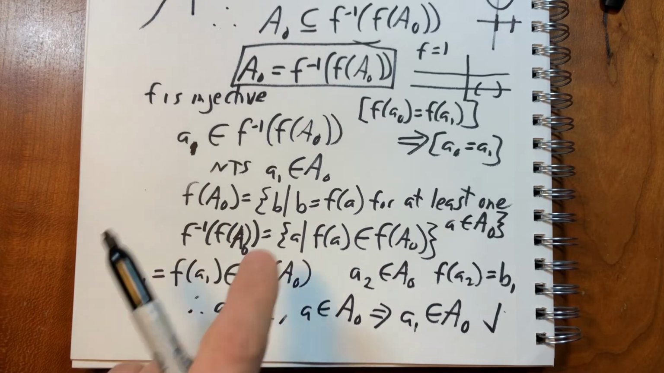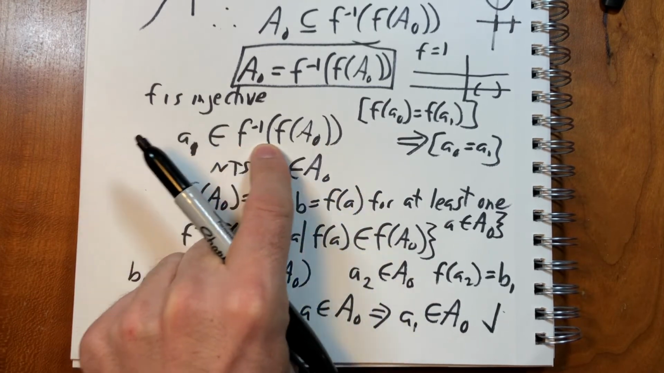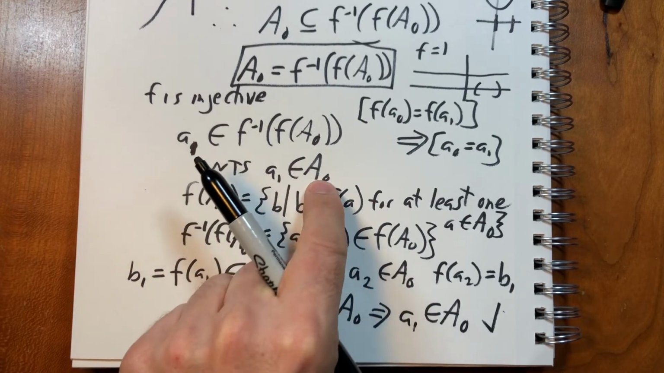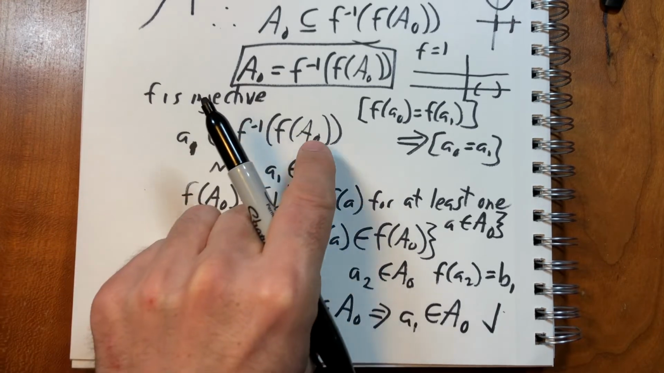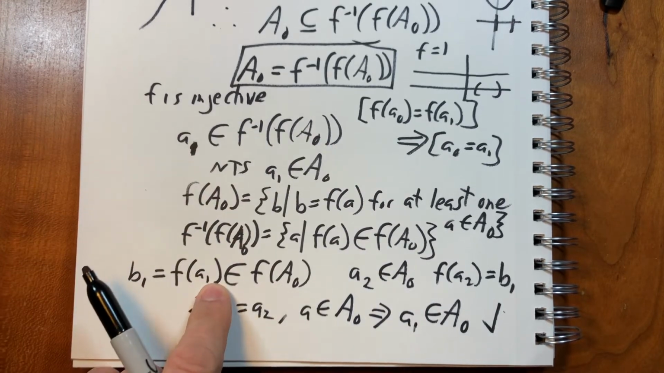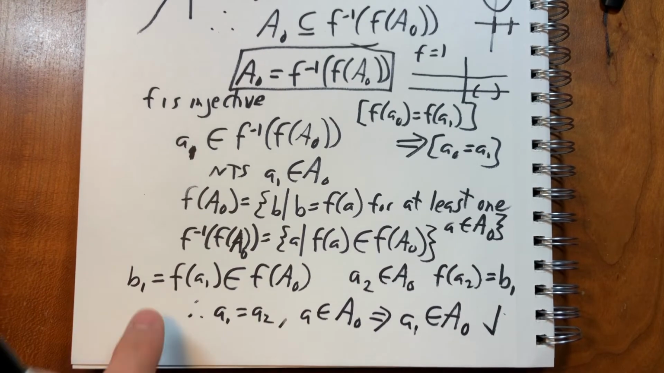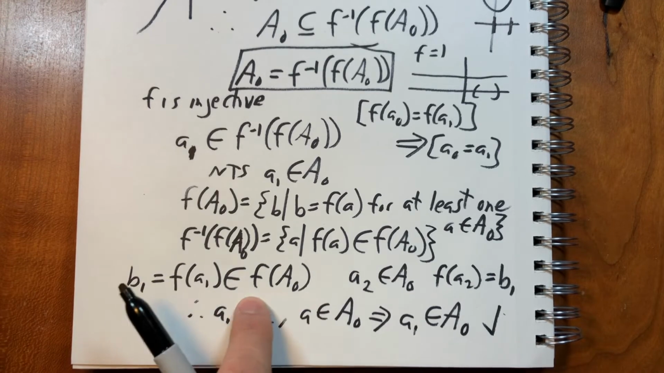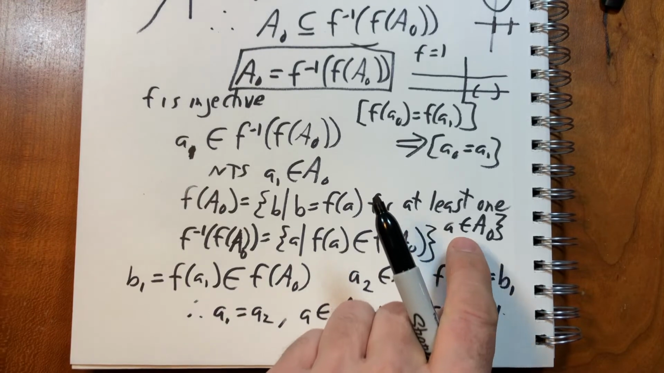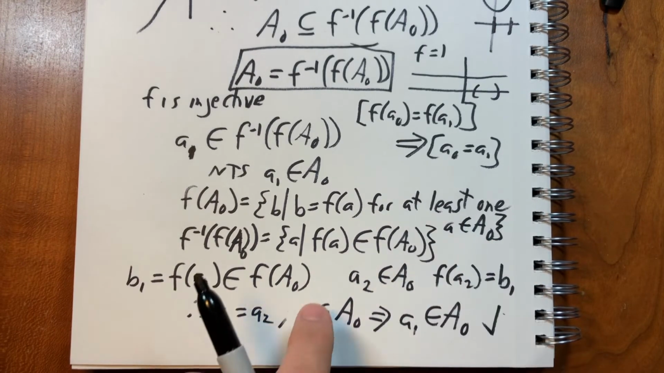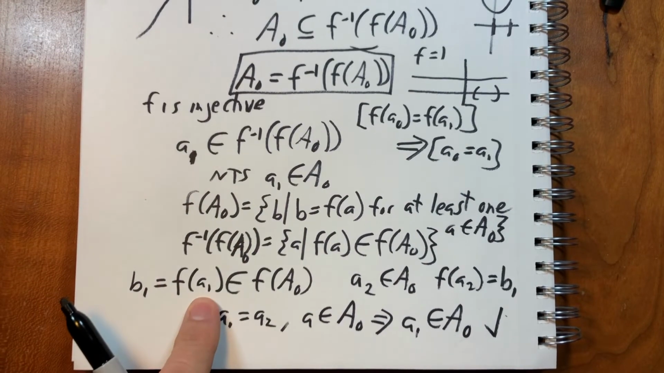Okay, so we have to start by taking an arbitrary element of this set and then prove that it's in the other set. So if A1 is an element of the preimage of the image, then that means that f of A1 has to be an element of the image. So let's just call that B1 for convenience. So then B1 is an element of f of A0. Then by the definition of f of A0, there has to be some a in A0 such that f of a equals that element.